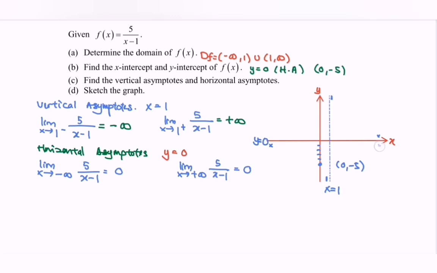So for this part, when x approaching positive infinity, the value of y would be greater than 0. So the curve will be something like this. Then for this part also, so that is the function f(x) is equal to 5 over x minus 1. So we have the xy intercept and the vertical asymptote, same also for the horizontal asymptote.